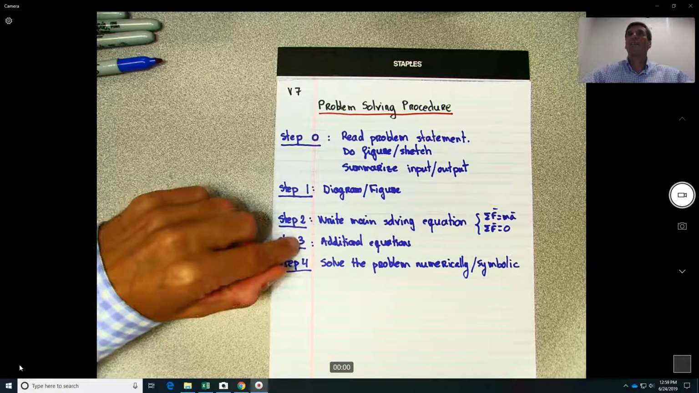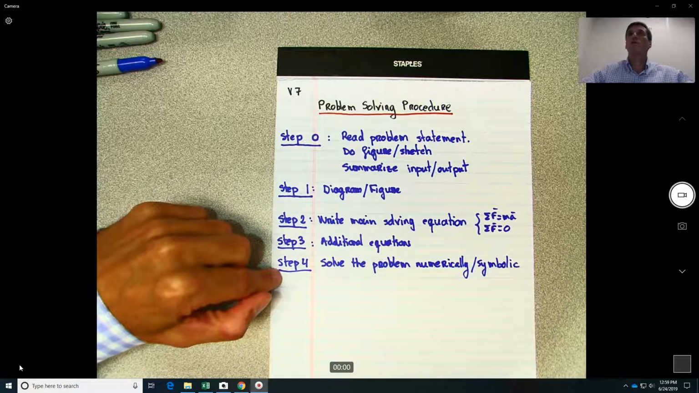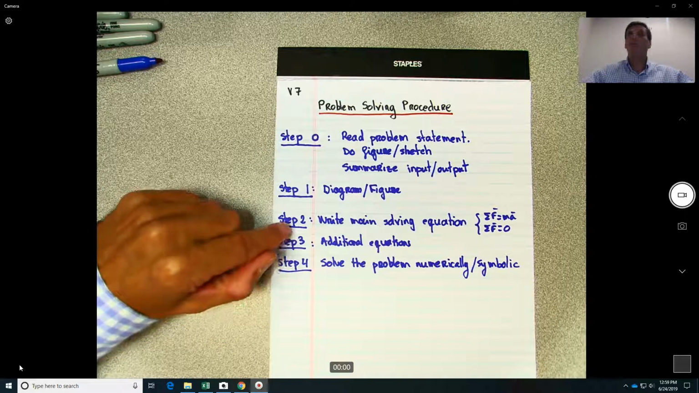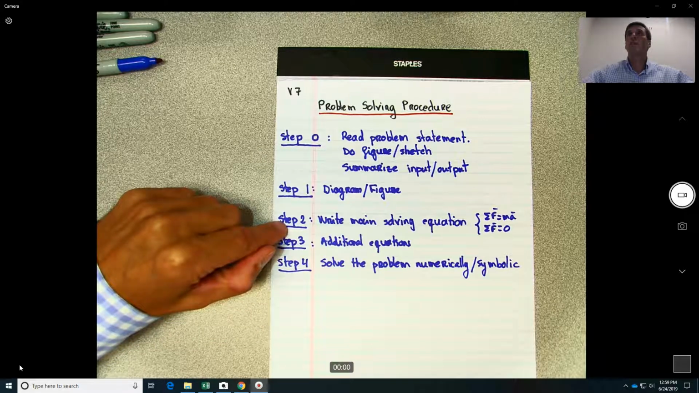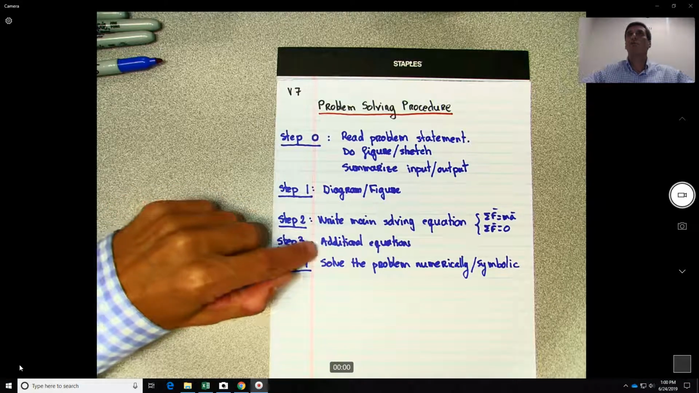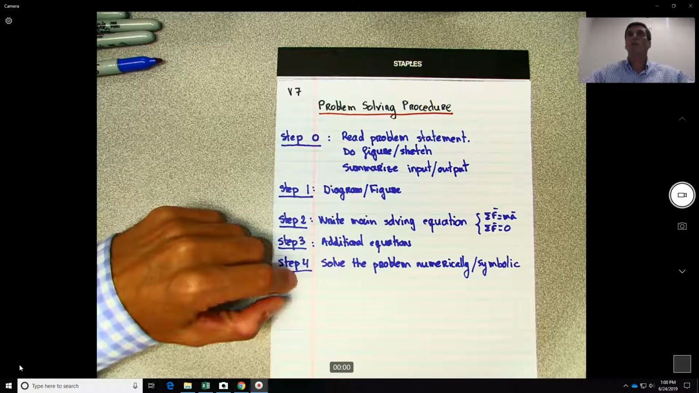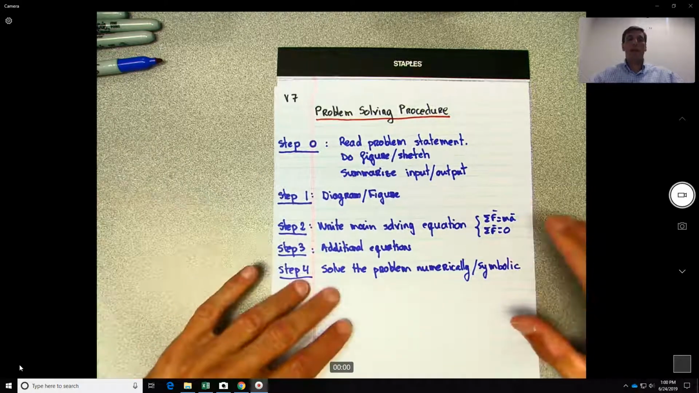If at the end of step 2 you are able to solve the problem, you go directly to step 4, which basically means solve numerically or symbolically the problem. If after step 2 you still need additional equations, you need to go to step 3, and you stay in step 3 until you have enough information in order to solve the problems. Okay, so let's try to take any problem.